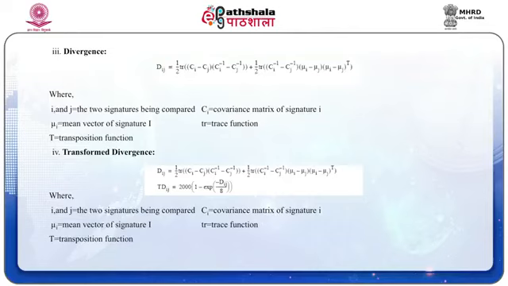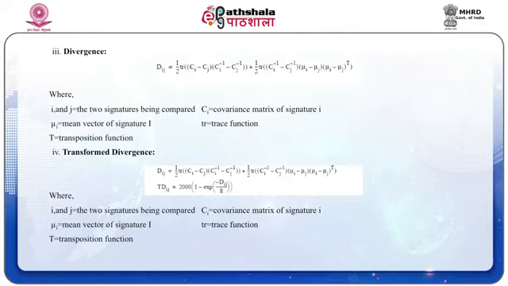Now divergence. Divergence is calculated by the equation as shown, where i and j are the two signatures being compared, Ci is the covariance matrix, Mu i is the mean vector of signature i, Tr is a trace function, and T is a transposition function.